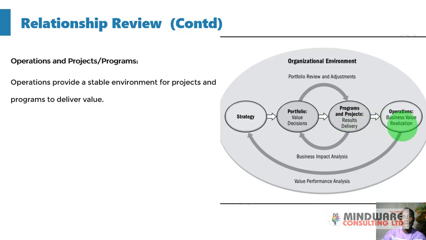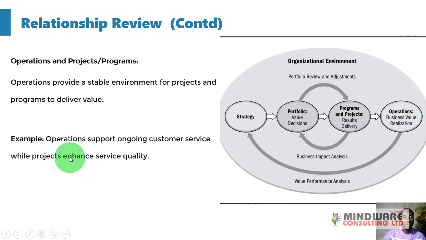And then you now have the operations actually delivering the results, right? So you go from operations to strategy, and you have the programs and projects also working with the portfolio in that sense. This gives you a pictorial relationship between the organizational strategy, the portfolio, programs and projects, as well as the operations. For example, operations support ongoing customer service, while projects enhance service delivery.